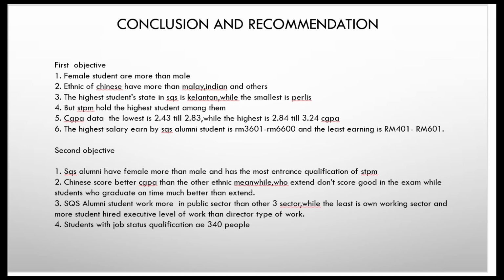Second objective: SQS alumni have more female than male and most have the entrance qualification of STPM. Chinese score better CGPA than the other ethnic groups. Meanwhile, those who extend don't score well in the exam, while students who graduate on time do much better than those who extend. SQS alumni students work more in the public sector than the other three sectors, while the least is their own working sector, and most students hold executive level work rather than director type of work. Students with job status qualification number about 340 people.